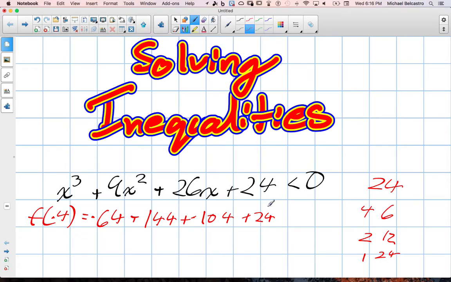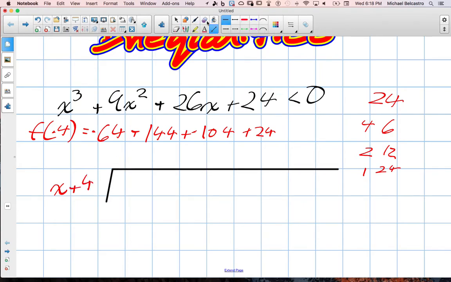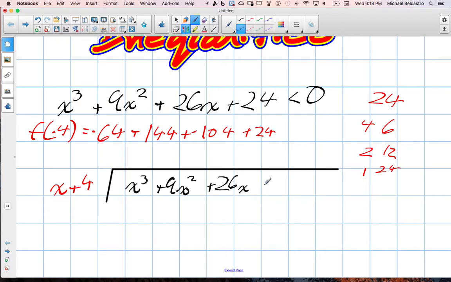Okay, I might have done the math a little incorrectly there, but we've verified on the calculator. So the very first step we're going to have to do here is turn this into a factor. Now we're done with it. Let's do some long division here. If this is negative 4, we're looking at when x plus 4 goes into x cubed plus 9x squared plus 26x plus 24.